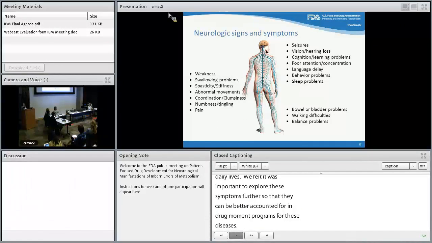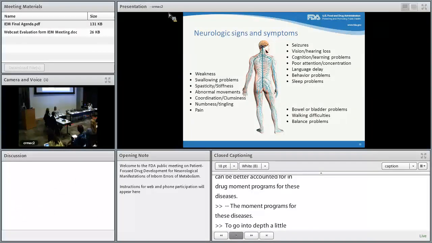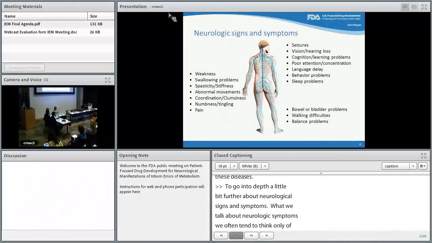So just to go into depth a little further on what some neurologic signs and symptoms are. When we talk about neurologic symptoms, we often tend to think only of the brain, but I want to remind everyone that the nervous system not only includes the brain, but also includes the spinal cord and the peripheral nerves that go out throughout the body to innervate the different organs in the body. Some of the more common symptoms that we might see in IEM diseases are seizures, vision and hearing loss.